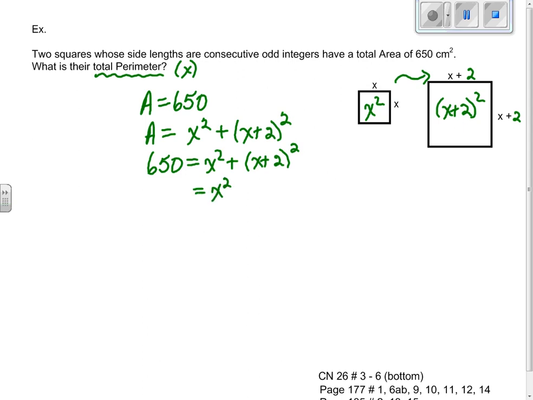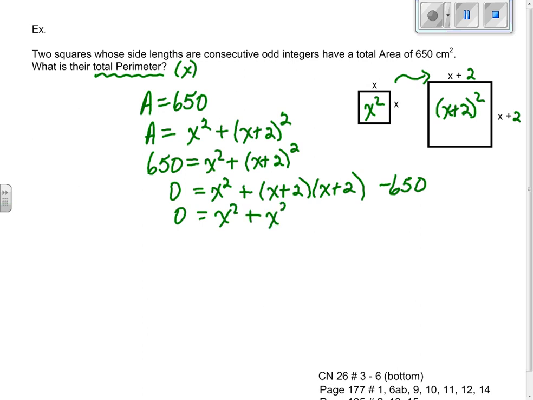X squared, I'm going to FOIL this, and I'm going to subtract 650 from both sides and have it set equal to 0. So I need to tidy that up. 0 equals x squared plus, first, x squared outside and inside together would give me 4x. Last would give me 4 minus 650, almost there. 0 equals 2x squared plus 4x minus 646.